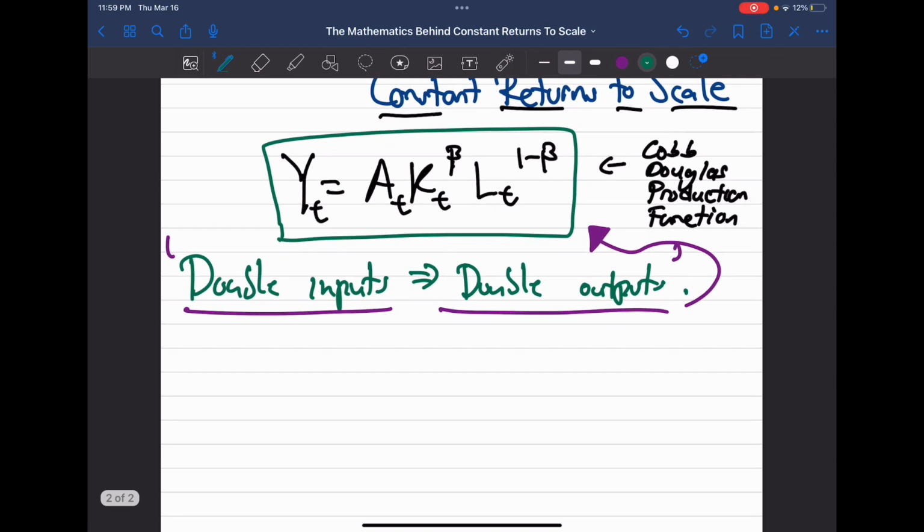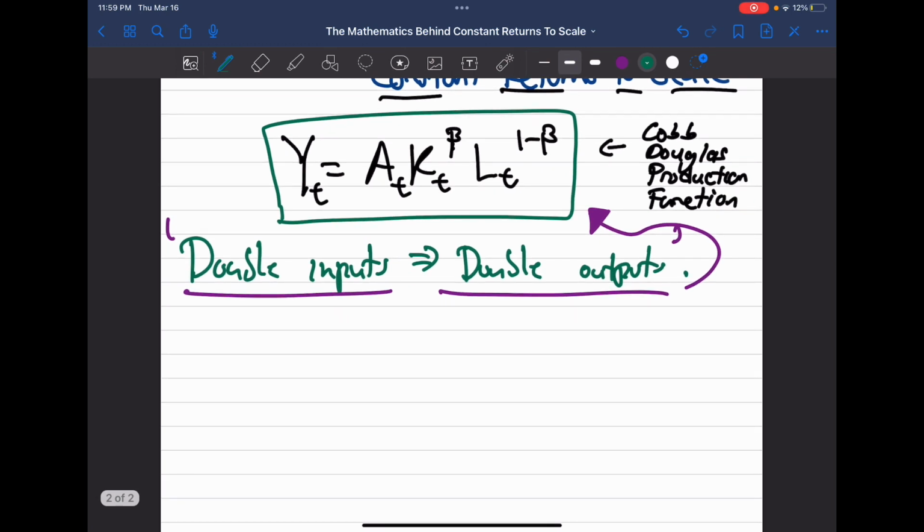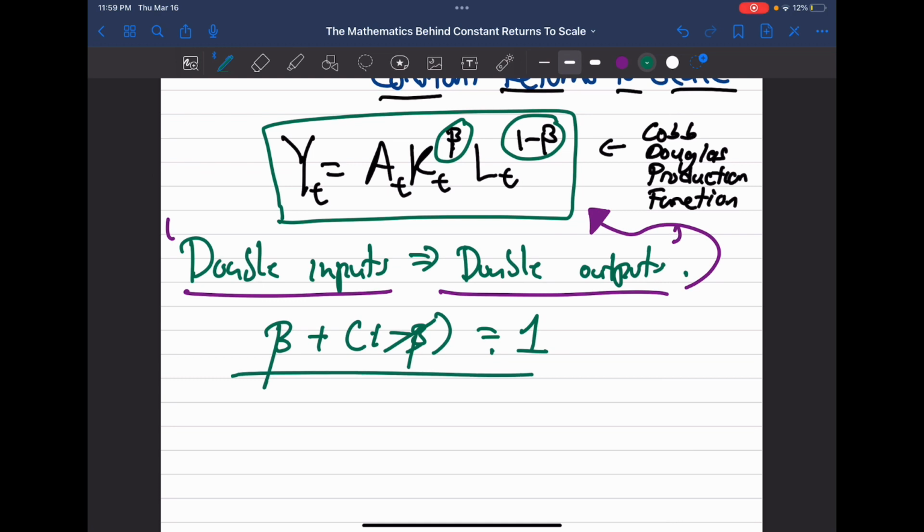Now, one thing before we dive in further is that in production functions with constant returns to scale, the powers, the exponents, beta in this case, and 1 minus beta, must add up to 1. So beta plus 1 minus beta equals 1 in this case. Why? Because beta minus beta is 0 and 1 equals 1. So when we have this characteristic, then we have constant returns to scale. So that's one thing to check. So now let's prove, why does this hold? Why does constant returns to scale hold?